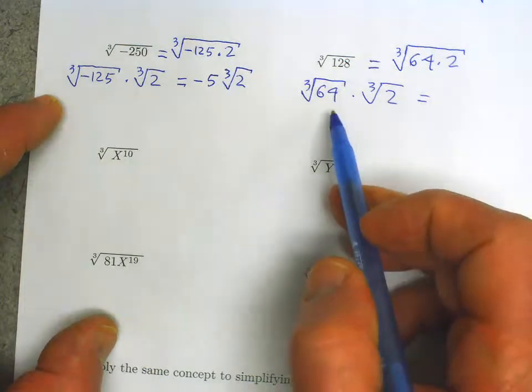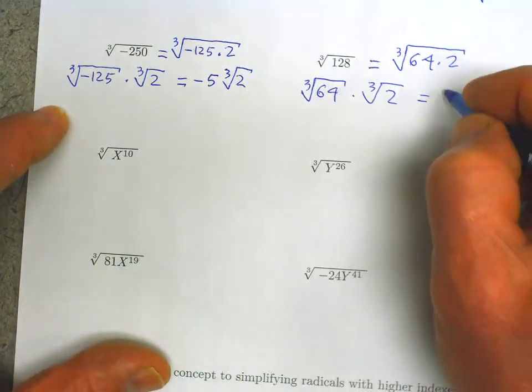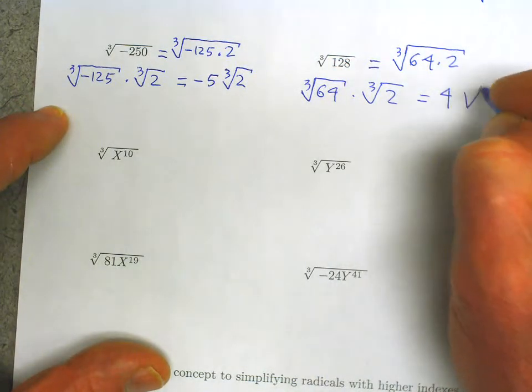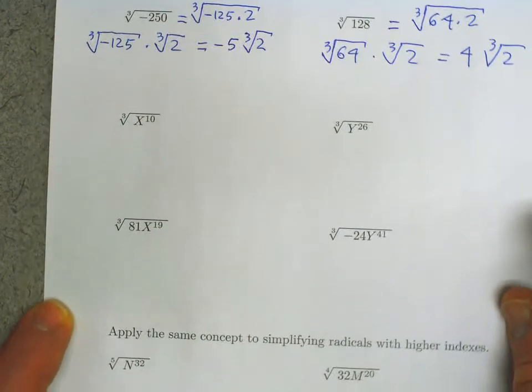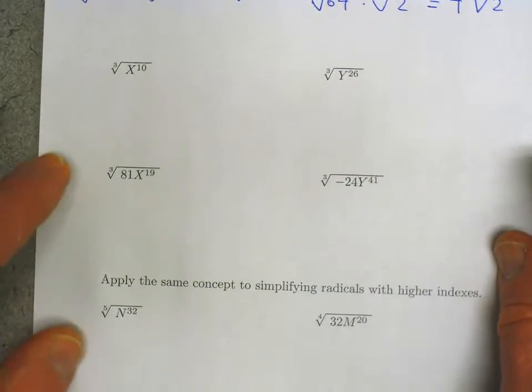And the cubed root of 64 simplifies to 4. So this is 4 times the cubed root of 2. Okay, terms with exponents.